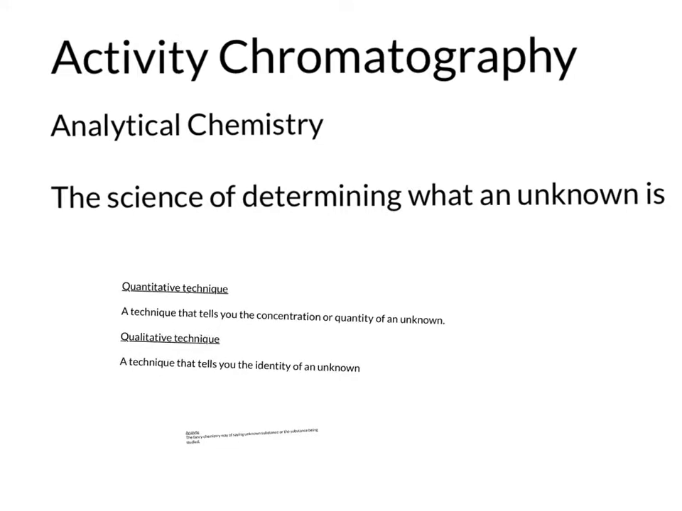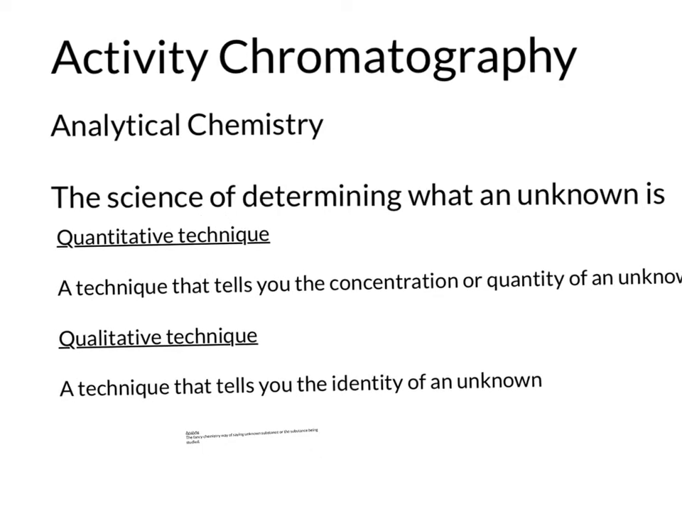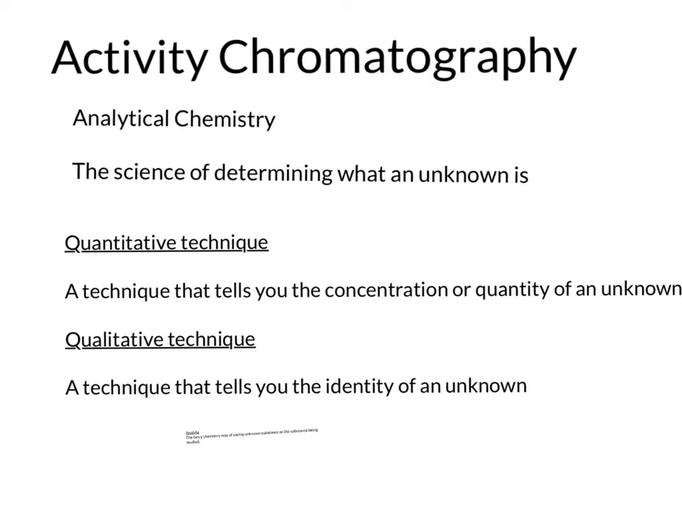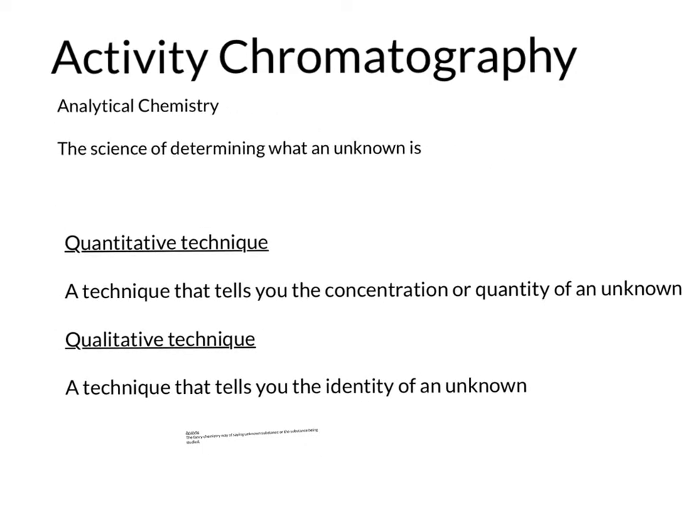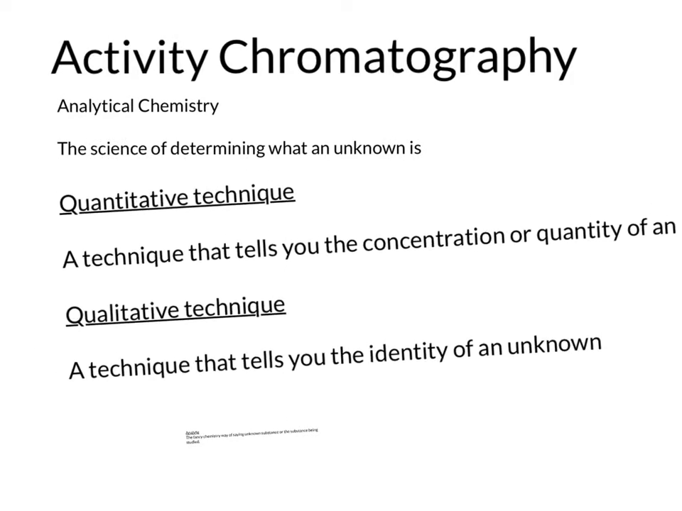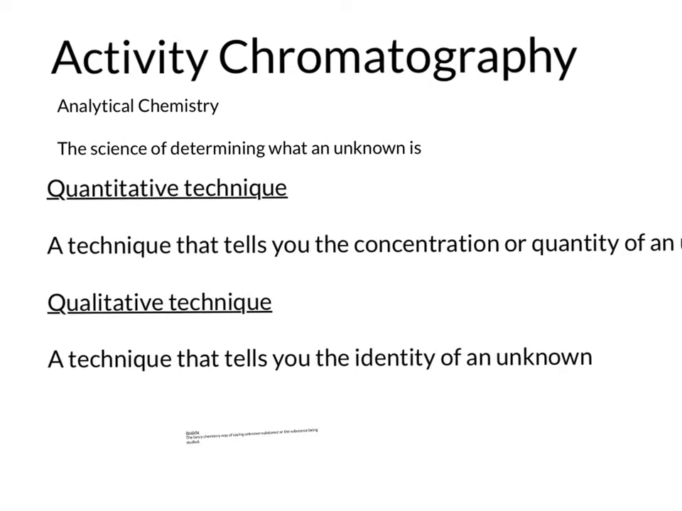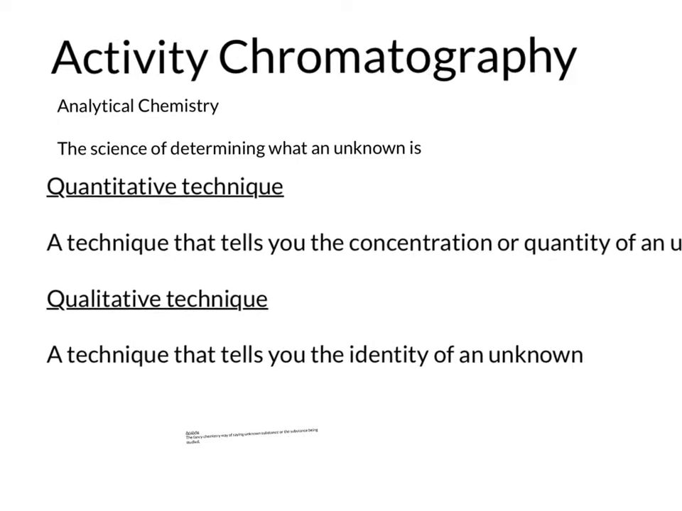Now, analytical chemists concern themselves with two basic categories of techniques. The first of these categories is what is known as quantitative techniques, and they tell you the concentration or quantity of an unknown. There are also what are known as qualitative techniques. A qualitative technique tells you the identity of an unknown.